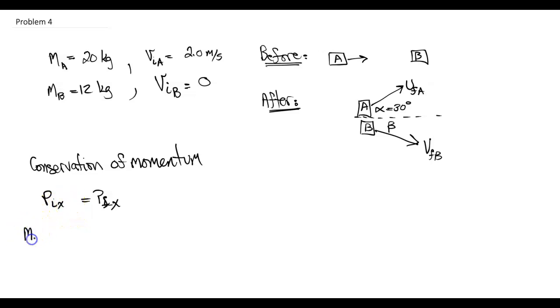So that's the mass of robot A times the initial velocity in the x direction of robot A plus mass of robot B times initial velocity in the x direction for robot B, and that has to equal robot A mass final velocity in the x direction for robot A plus mass of robot B final velocity in the x direction for robot B.